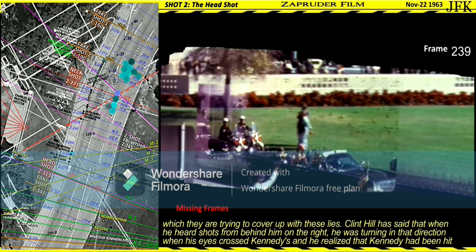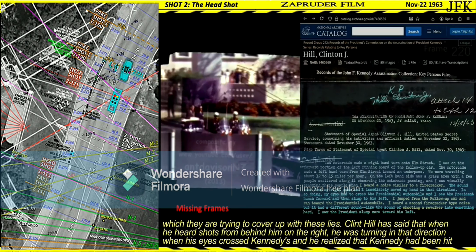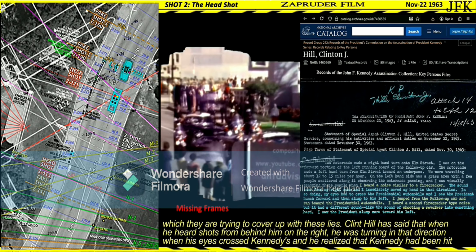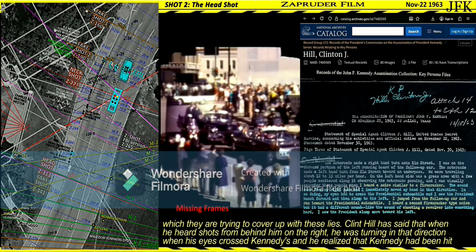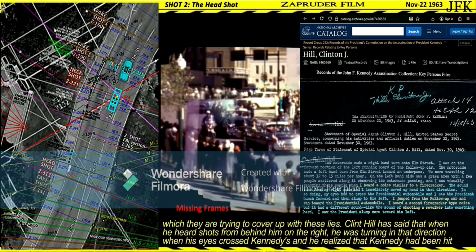Clint Hill has said that when he heard shots from behind him on the right, he was turning in that direction when his eyes crossed Kennedy's and he realized that Kennedy had been hit.